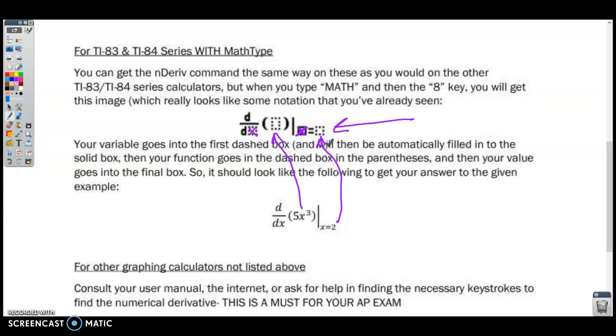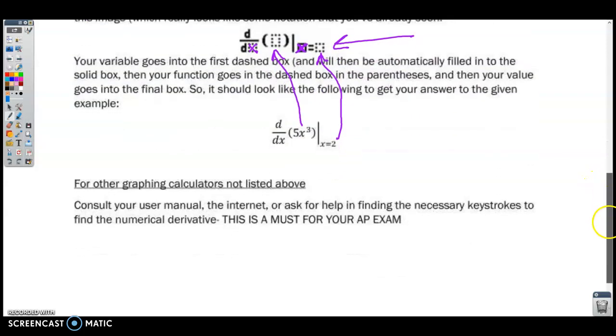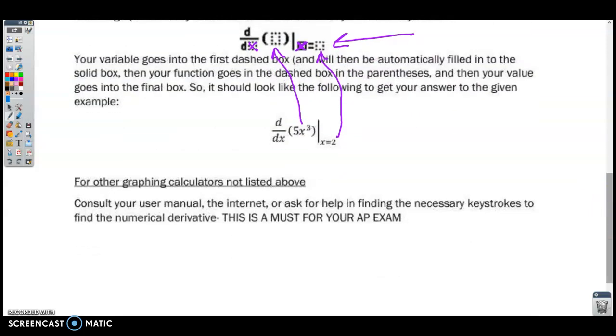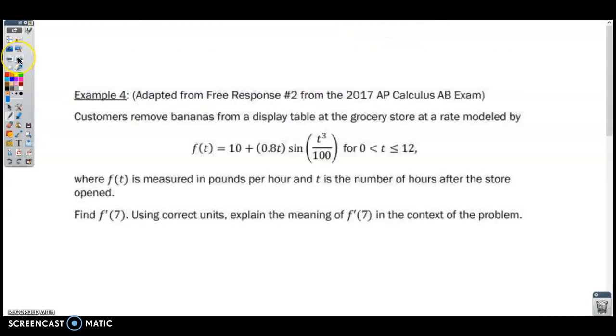Okay, like I said, if you don't have one of those graphing calculators, please consult your user manual, the internet, or ask for help in finding the necessary keystrokes. It is a must for your AP exam that you are able to use the numerical derivative. There will be derivatives at points that you cannot find analytically on your exam, or that are exceptionally difficult to find analytically on your exam.